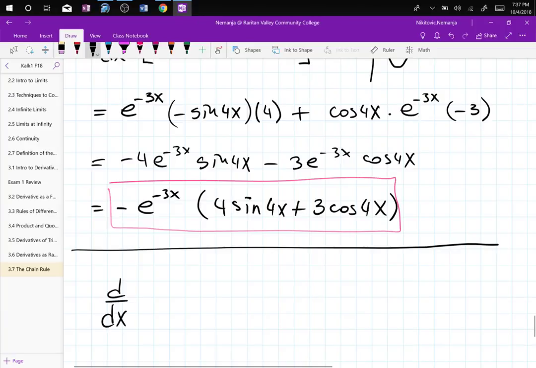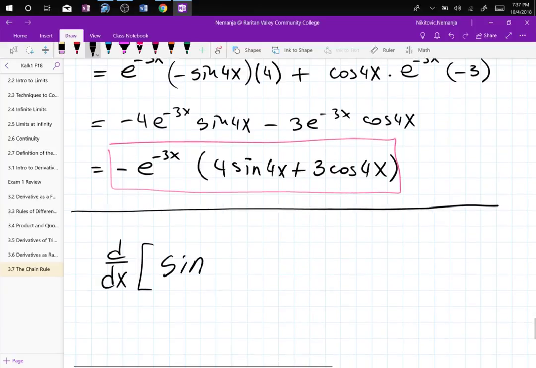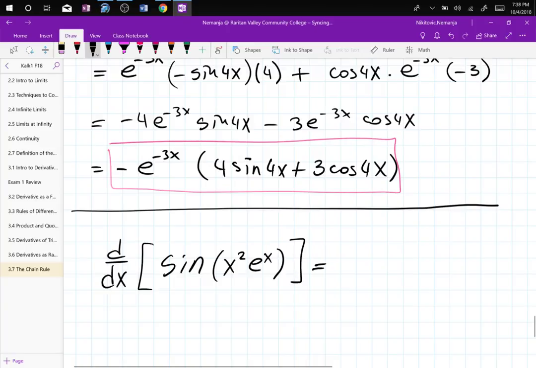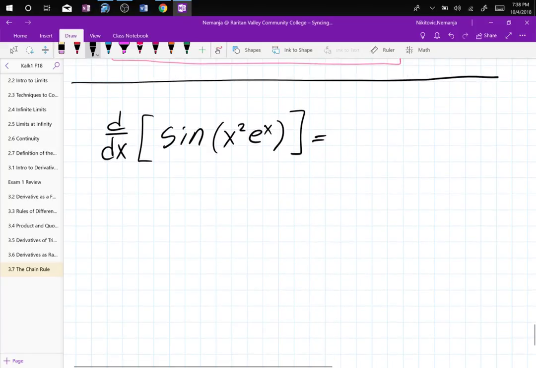What is the derivative of sine of x squared e to the x? What's this? Come on, say it.